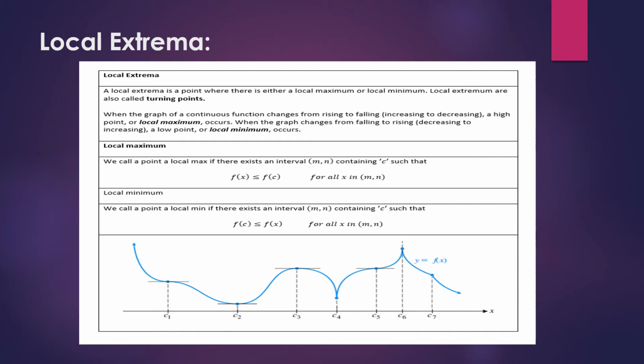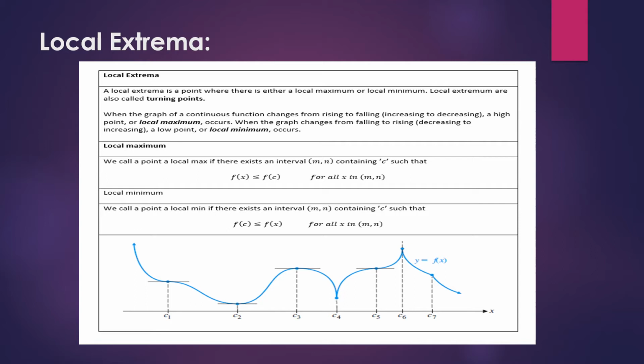So local maximums, the definition says that we call a point a local max if there exists an interval from m to n containing point C, where f of x is less than or equal to f of C for all values of x on the interval from m to n. For a local minimum, it is very similar. We call a point a local min if there exists an interval from m to n containing a point C such that f of C is less than or equal to f of x for all x's on the interval from m to n.